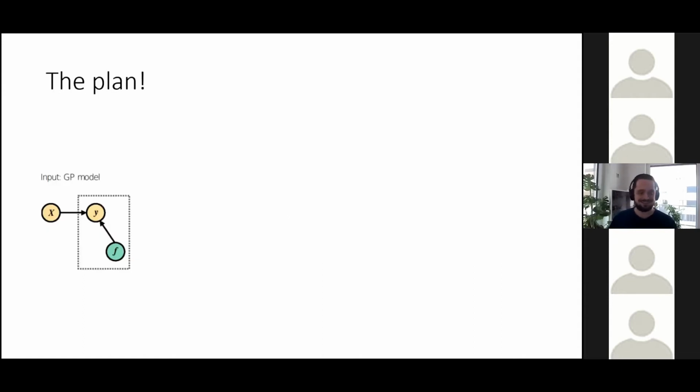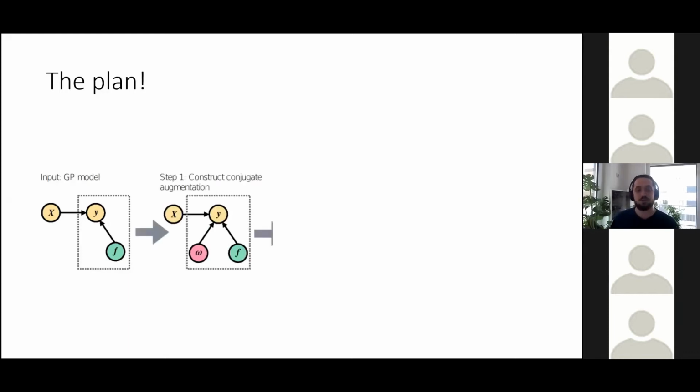So here's the plan. We start with a nice and simple GP model. We have some data X, which has some output Y, and F is passed to Y through a certain likelihood, which is non-conjugate. The conjugate case is of course trivial. So what we do is we construct what we call a conjugate augmentation, where we transform our likelihood with a new variable omega such that this becomes conjugate. And I'm going to come back to this later. So why do we want this?